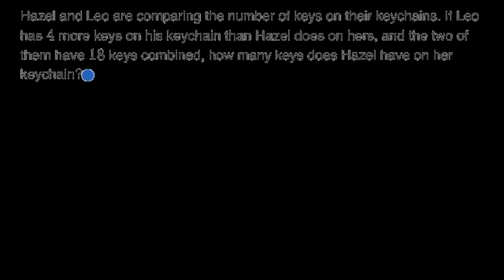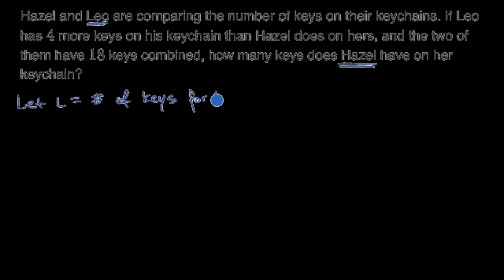So there's two things that we don't know here. We don't know how many keys Hazel has on her keychain, and that's what they're asking us for. But we also don't know how many keys Leo has on his keychain. And they give us 2 pieces of information. Leo has 4 more keys on his keychain than Hazel, and the two of them have 18 keys combined. So it's feeling like we can set up 2 equations with 2 unknowns. If we let L be equal to the number of keys Leo has, and H equal to the number of keys for Hazel.